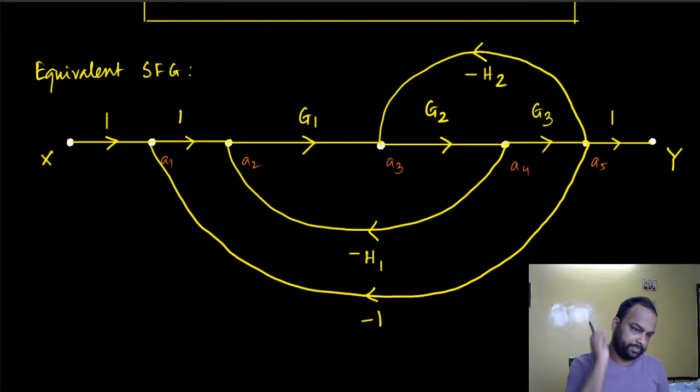Our objective is to figure out the overall transfer function, rather the overall gain, in this scenario. So our objective is to figure out Y by X, the overall transfer function.